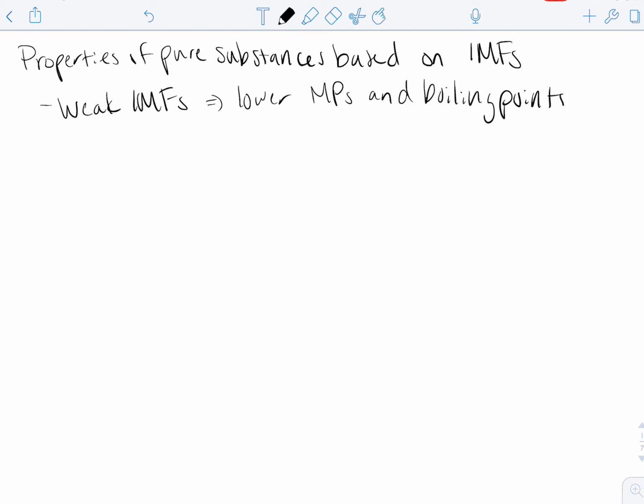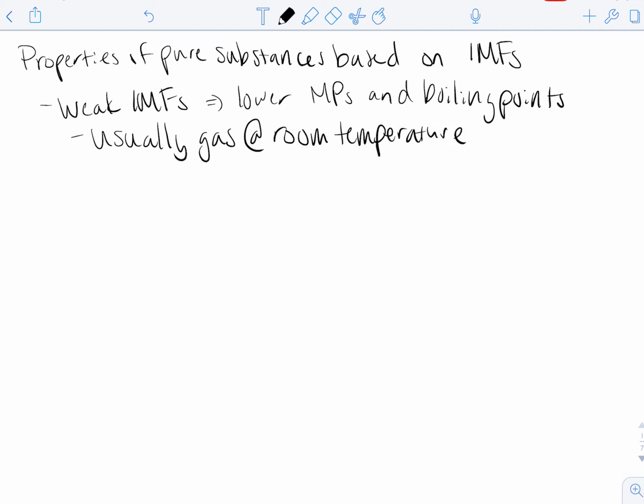So these are going to be things that only exhibit dispersion forces, and those dispersion forces are going to be weak because they are low molecular weight. So these are usually gases at room temperature. Like I said, these are things with small dispersion forces, so they're going to be low molecular weight.